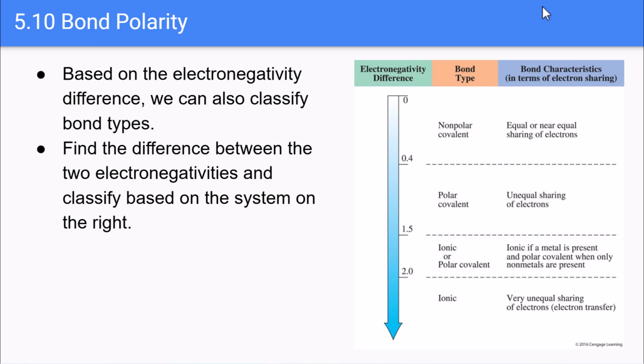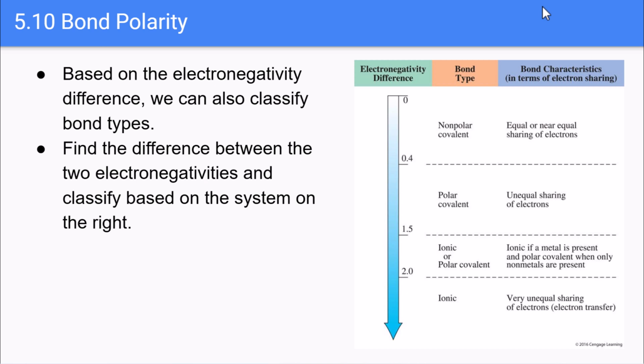So anything between 0 and 0.4 in terms of differences is considered nonpolar covalent. Anything that is 0.4 to 1.5 is considered polar covalent based on this chart. Ionic or polar covalent is between 1.5 and 2.0, and again, that depends on metal plus nonmetal or two nonmetals, and then ionic is 2.0 or higher.